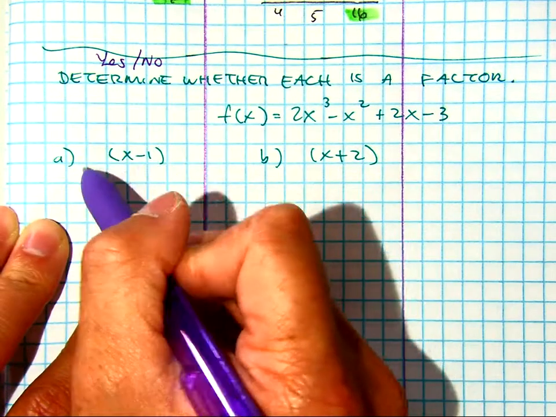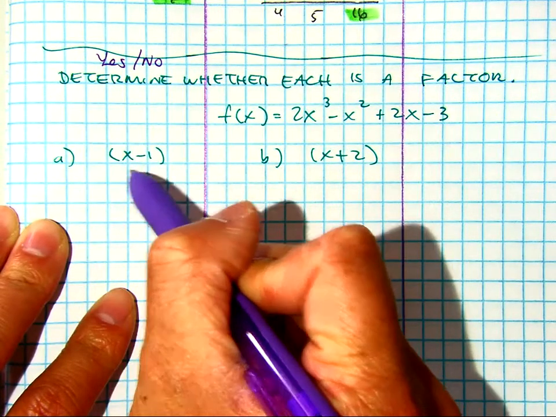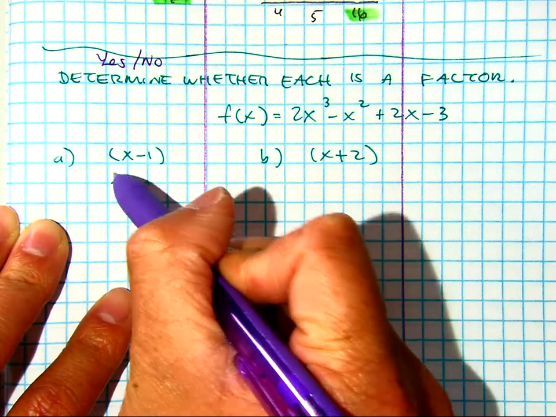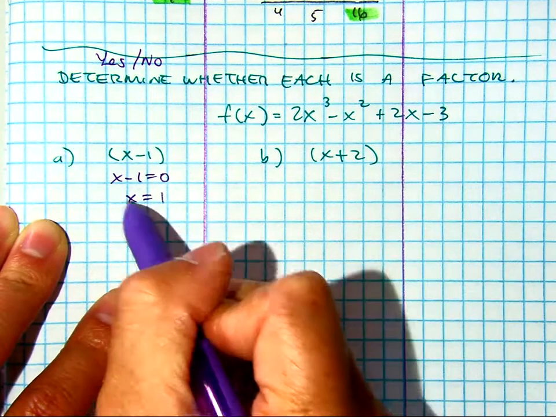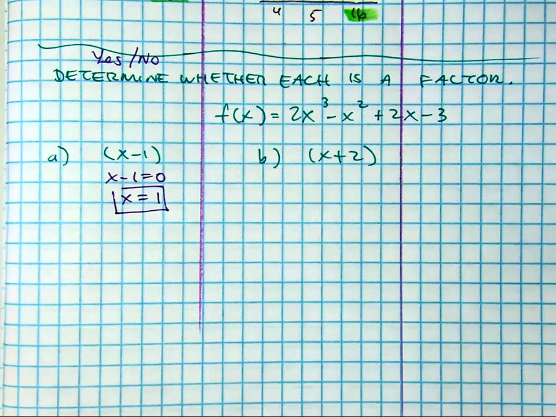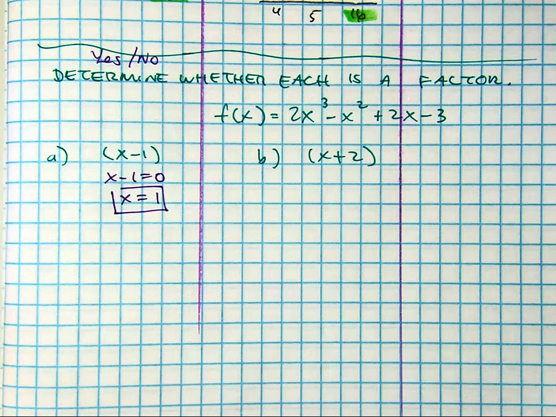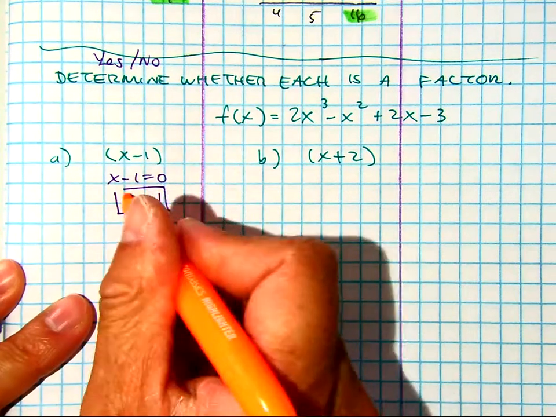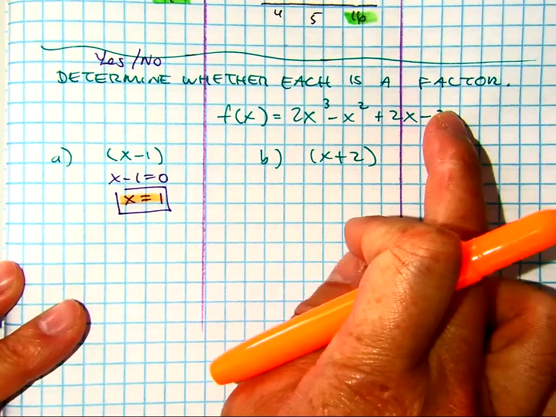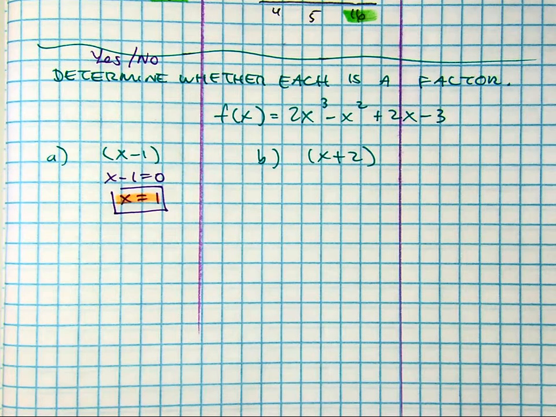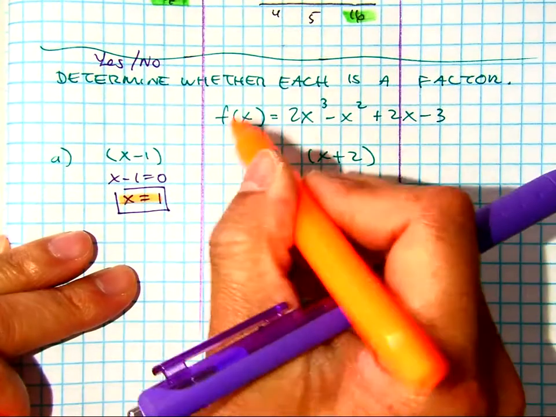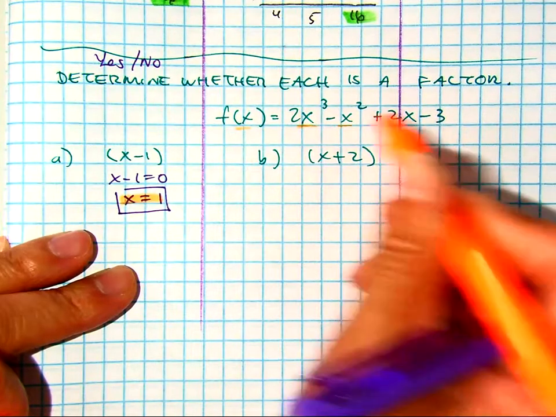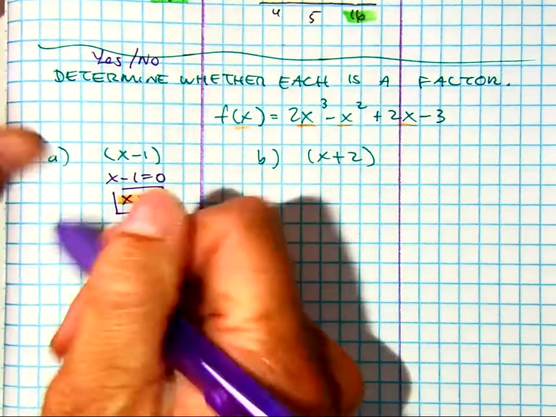So here, my first binomial, a big idea for this chapter: the binomial x minus 1 is the same thing as x equals 1. Well, what do I do with this x equals 1? I'm going to put it into my function here. So I'm going to put it in for every x value. Let's go ahead and do that.